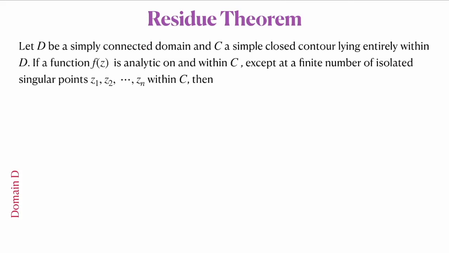Let D be a simply connected domain, and C is a simple closed contour lying entirely within the domain. If a function f of z is analytic on and within the contour C, except at a finite number of isolated singularities z1, z2, etc. up to zn within C, then the integral over contour C of f of z dz is equal to 2 pi i times the sum over k from 1 to n of the residue of f of z at z equal to zk. That means the integral of the function over a contour with finite isolated singularities can be simply given by 2 pi i times the sum of all the residues. So this is a very important theorem that helps to calculate contour integrals.